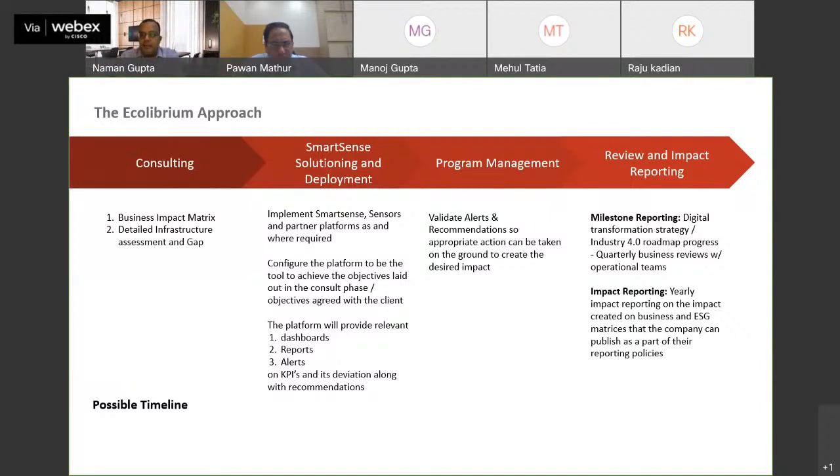On similar lines, we have developed a use case for CPP, turbines, conveyor belts, etc. And it took us around 6 months to deliver this project.